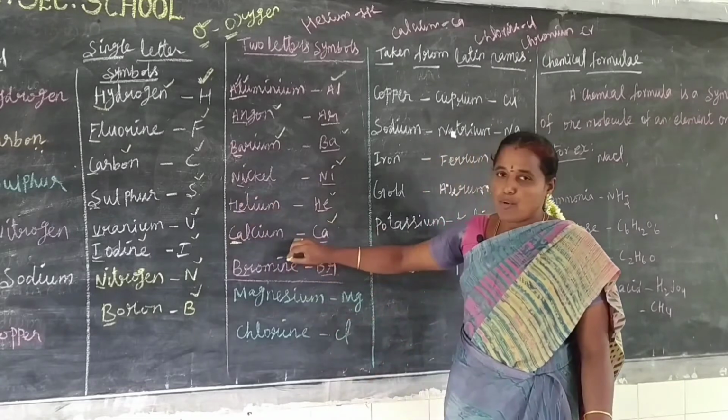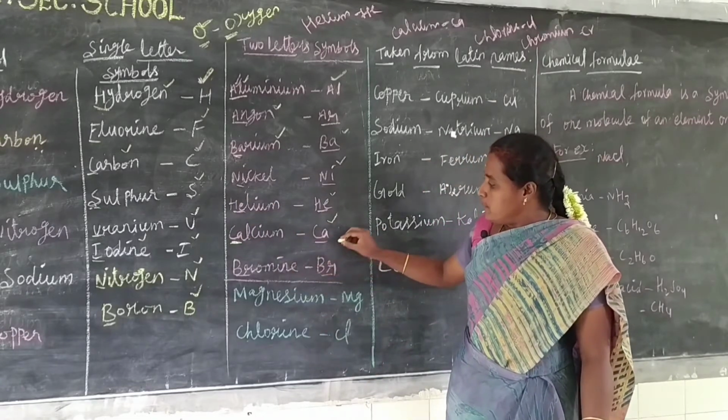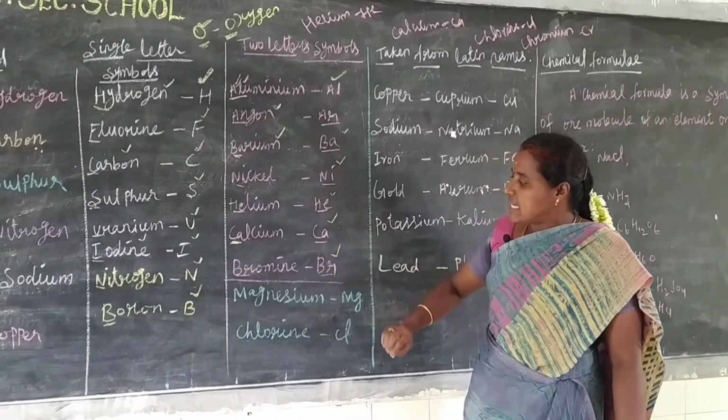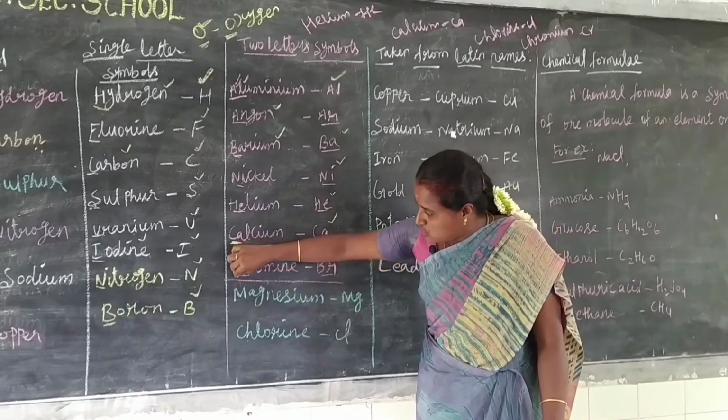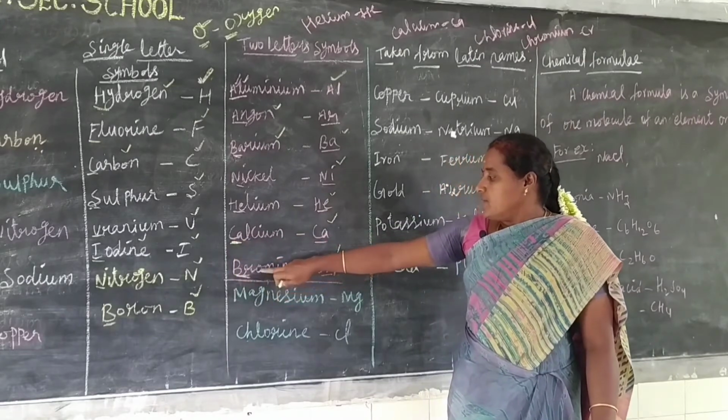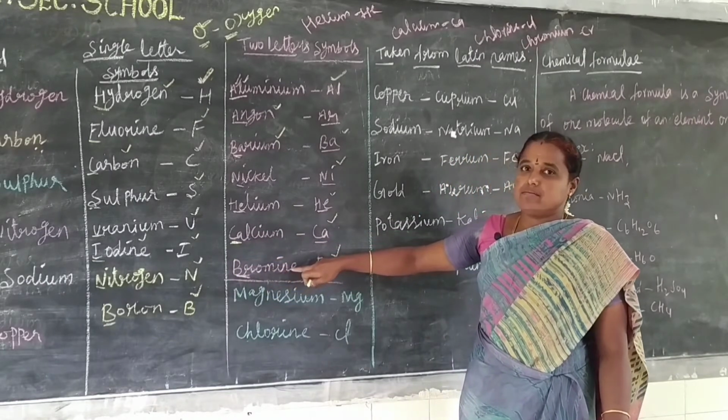Next one is bromine. The symbol for bromine is Br, which is the first two letters of the word bromine.